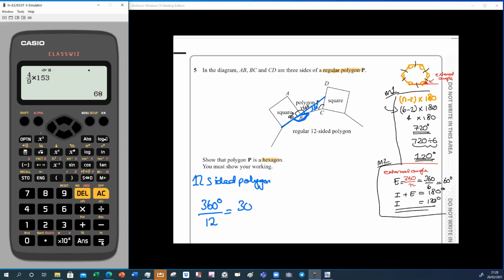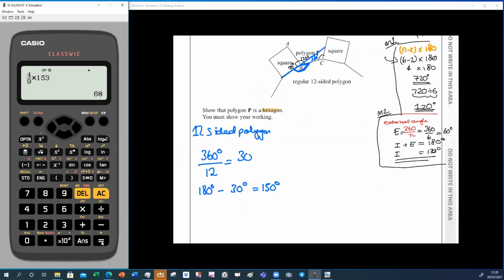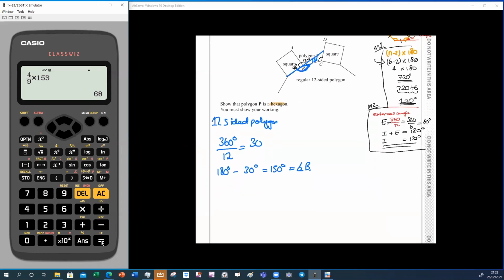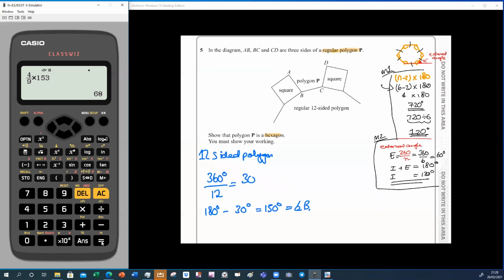So what will the inside one be then? 150. Exactly. So 180 minus the 30 on the outside will give you 150 on the inside, and that's going to be equal to angle B. Okay, lovely. Now let's put that diagram together. Give me a second. Let me just rub this stuff out from here, and let me just cut a piece of this diagram out.